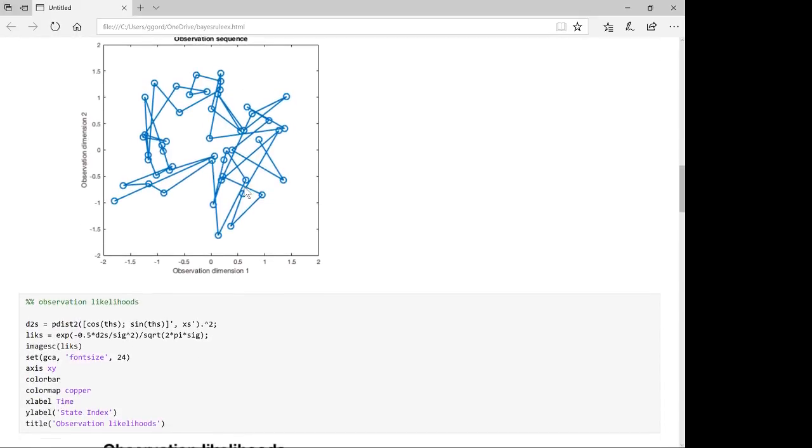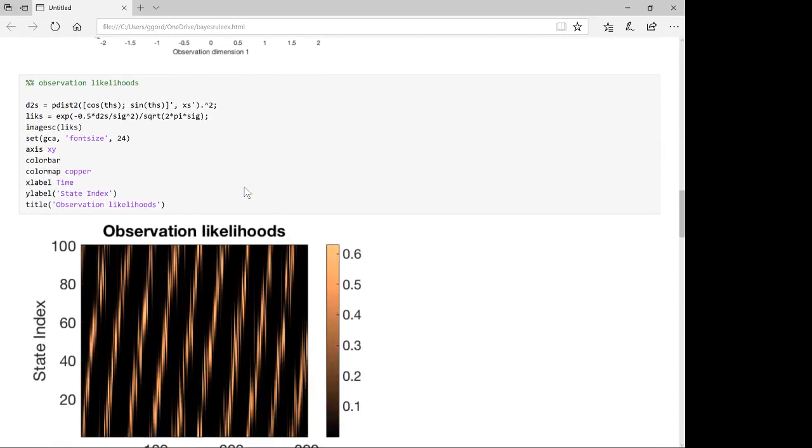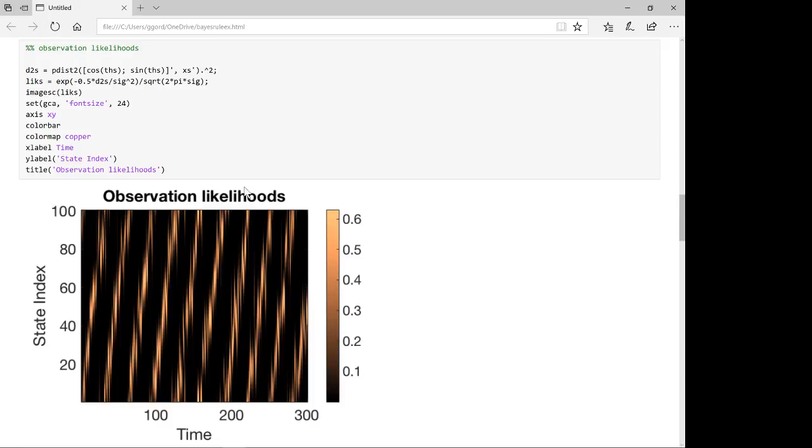Now, if we want to go and track everything, let's see. We have a new question on Piazza. Let's take a look.